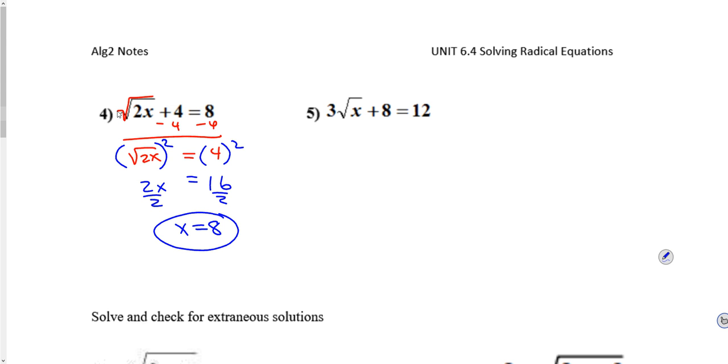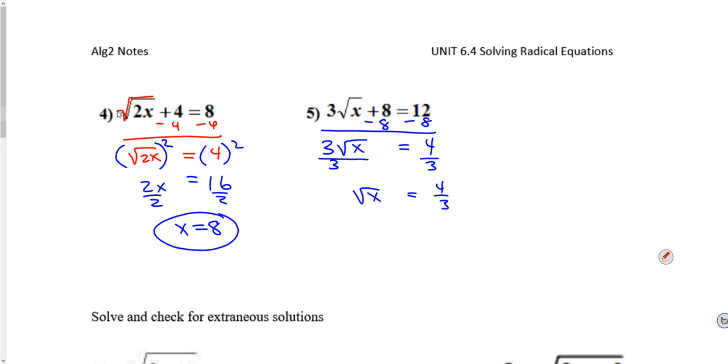Next one, you have to subtract the 8 first. So that gives you 4. You have the 3 in front of the radical x. So you have to get rid of the 3 first. So you divide by 3. So that gives you 4 over 3. And then you're left with the radical x.